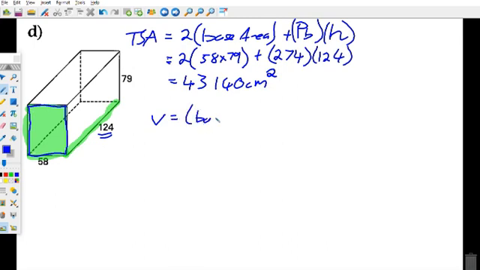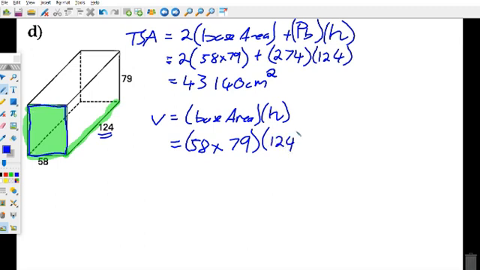Okay. Now to find my volume is my base area multiplied by my height, and we're going to get 58 multiplied by 79 multiplied by my height there, 1, 2, 4. And we're going to get a volume of 568,168 centimeters cubed. That's our volume.